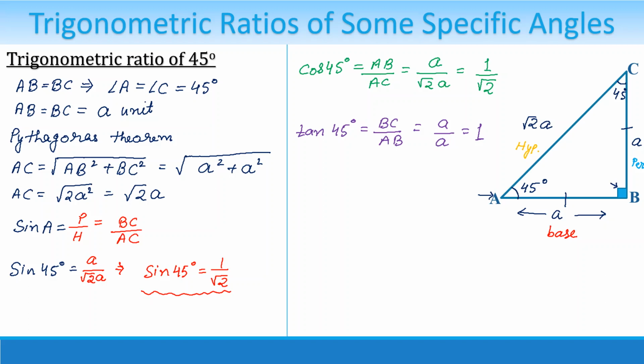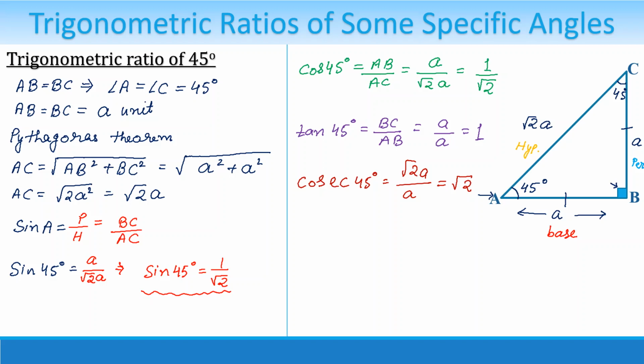If you wish, you can calculate the remaining three trigonometric ratios also. Like we know that cosec is just the reciprocal of sine. So if I have to write the value of cosec 45 degree, it will be hypotenuse upon perpendicular, so it will be root 2a by a, which gives you root 2. In the same way you can calculate the others also. I am not writing the other trigonometric ratios over here. You all can do it as your work.